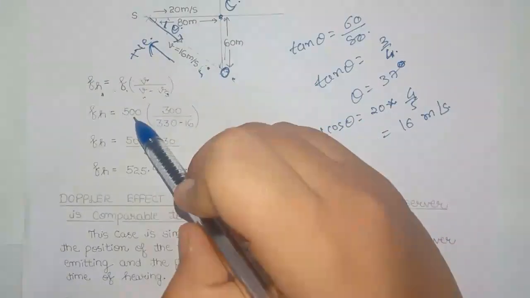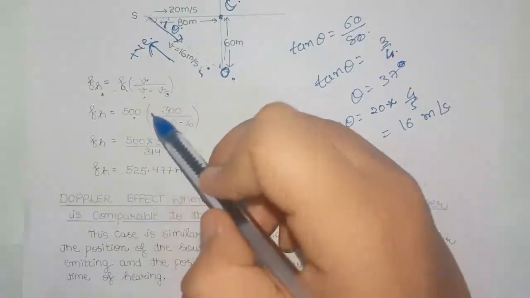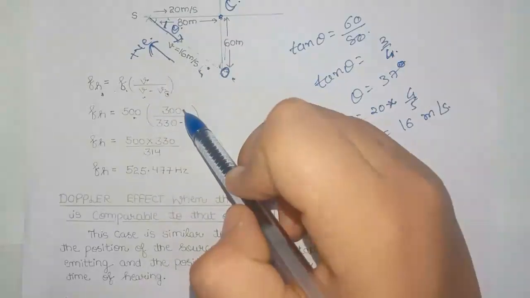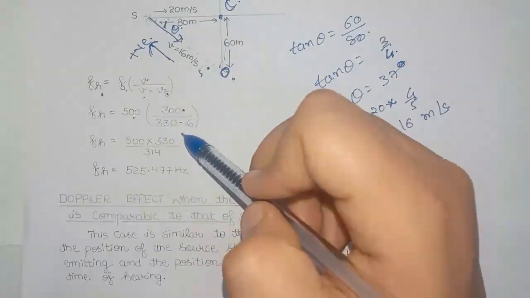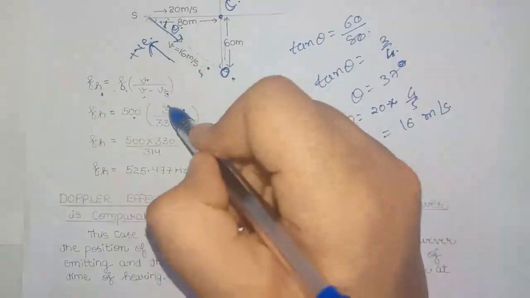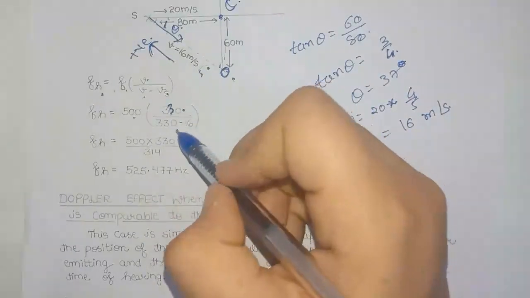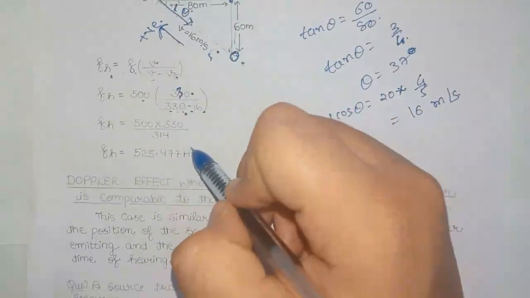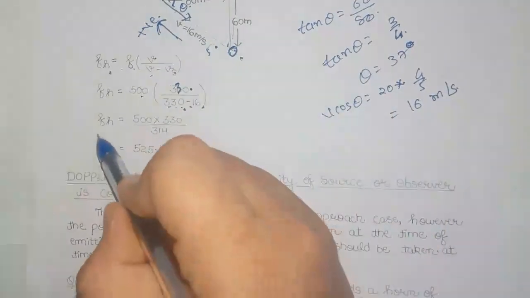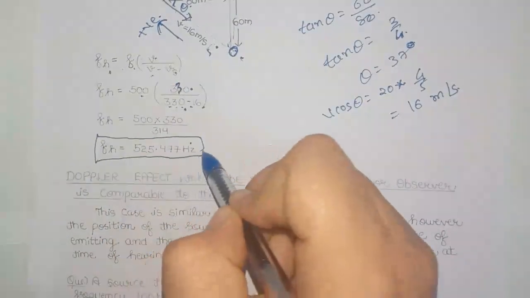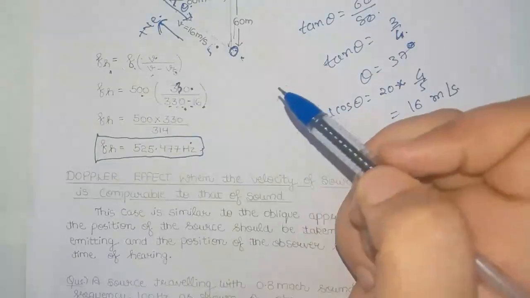The frequency of horn is 500. The speed of sound in air is given as 330 meter per second. Divided by 330 minus 16. Simplify this, we will get the answer. Frequency observed will be 525.47 Hertz.